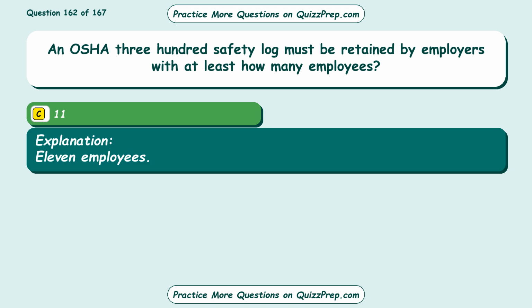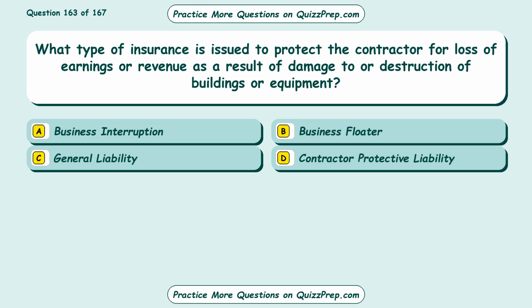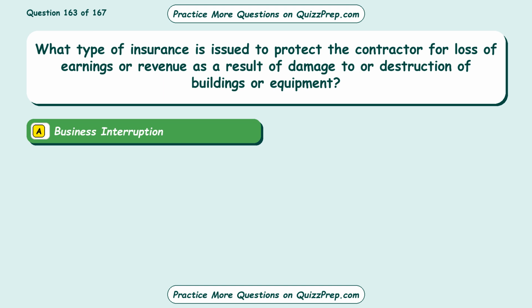11 employees. Question 163. What type of insurance is issued to protect the contractor for loss of earnings or revenue as a result of damage to or destruction of buildings or equipment? Option A, business interruption. Option B, business floater. Option C, general liability. Option D, contractor protective liability. The correct answer is option A, business interruption.